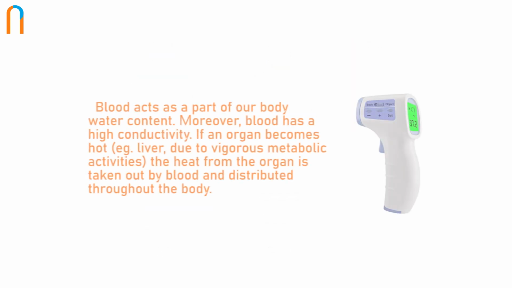In this regard, blood acts as a part of our body water content. Moreover, blood has a high conductivity. If an organ becomes hot, like the liver due to vigorous metabolic activities, then heat from the organ is taken out by the blood and distributed throughout the body.